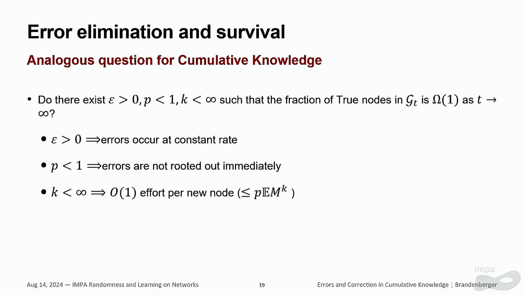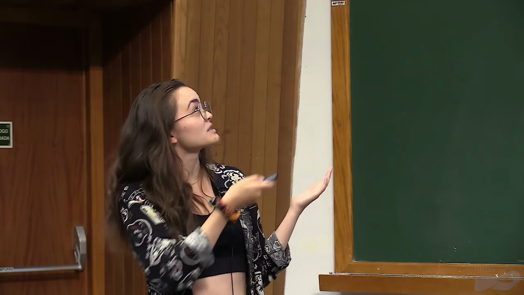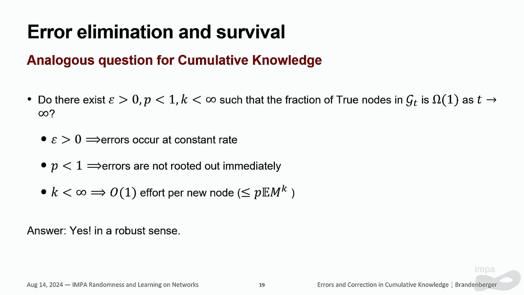So you spend a bounded amount of effort per node for these checking processes. And so the answer, essentially the rest of the talk, is going to be saying yes. In a robust sense, for this family of models, you can do this. But also, we have some results in the other direction saying that it's non-trivial, right? There are some settings of parameters, for example, if epsilon is too small, that you will not be able to root out all the errors.